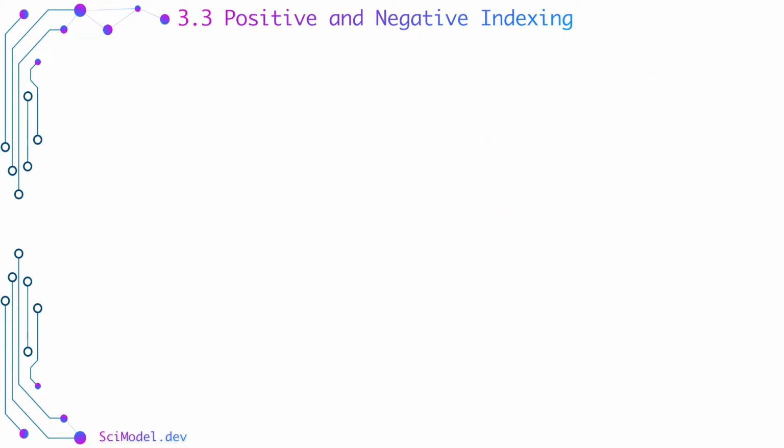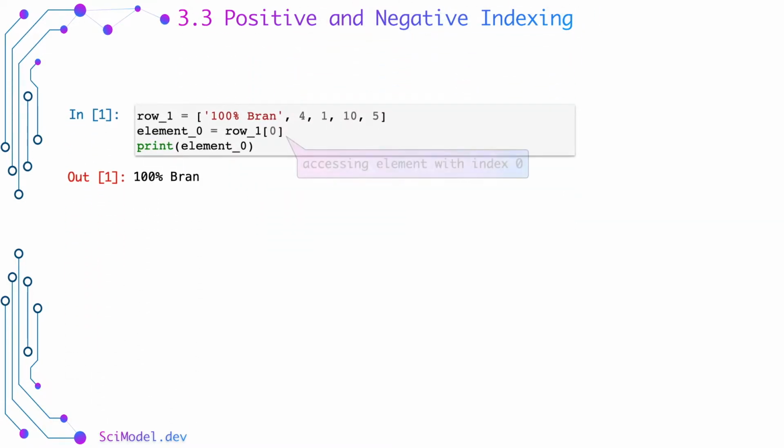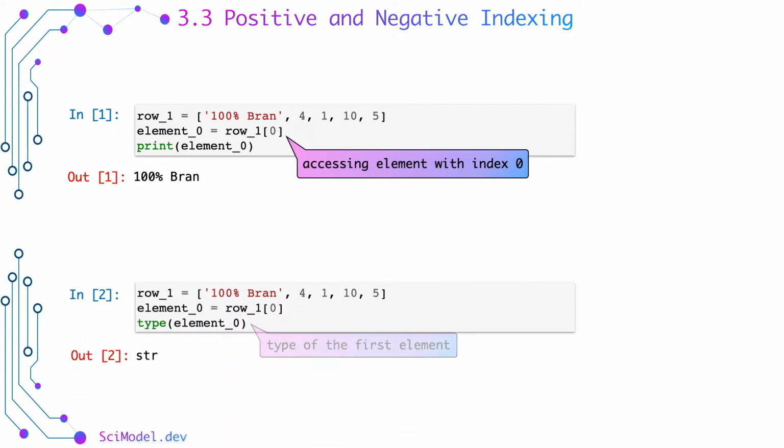Index numbers are used to access the value stored in a list. To extract the value stored in a list, you need three things: the name of the target list, square brackets, and the index number of the element you wish to extract. As you can see in this code example, the element 0 variable is assigned the first element in the row 1 list since the index number set is 0. However, the data type of the variable element 0 corresponds to the data point extracted from the list, which is string in this case.